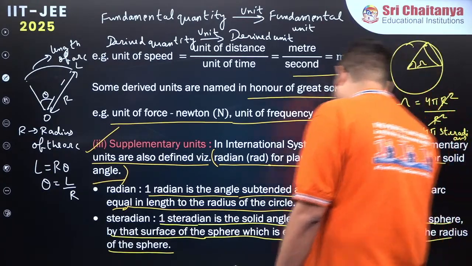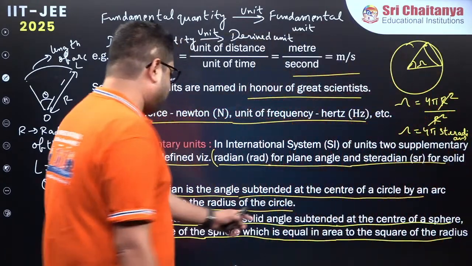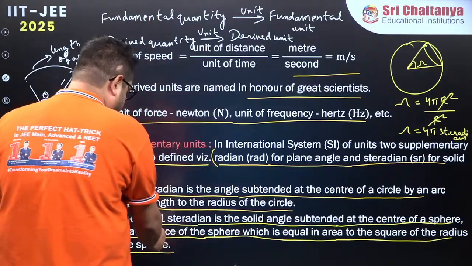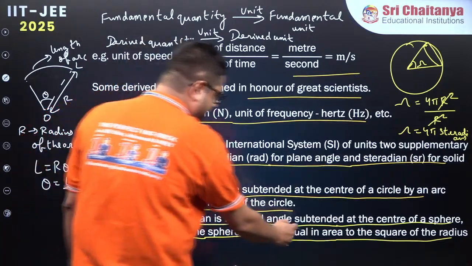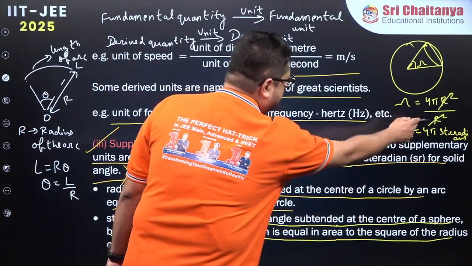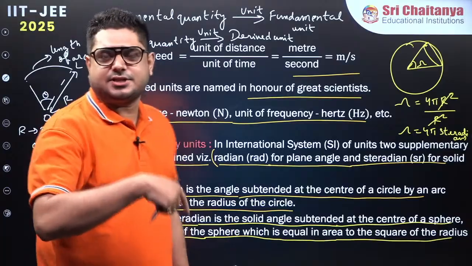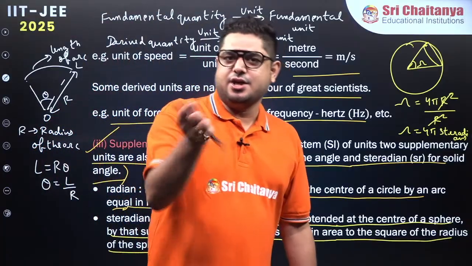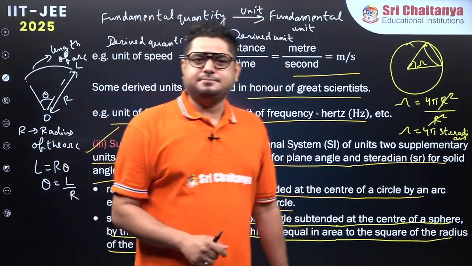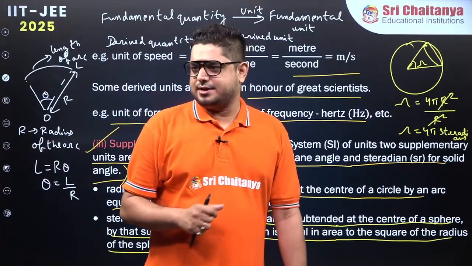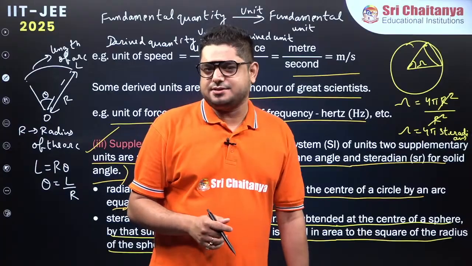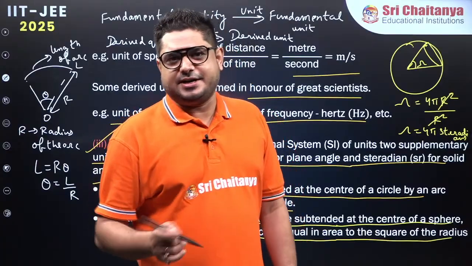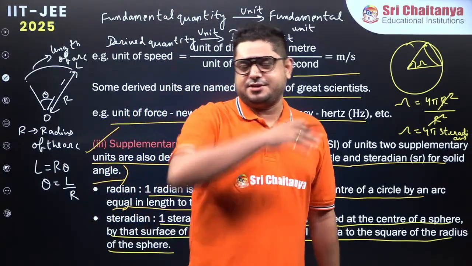So that's what they are saying. At the center of a sphere, by that surface of the sphere, which is 4 pi r square, which I wrote down, which is equal in area to the square of the radius. So I am dividing it by the square of the radius. As a result, I am getting 4 pi to be the solid angle over here. So you can say that 4 pi is going to be equivalent to 720 degrees, 360 plus 360.